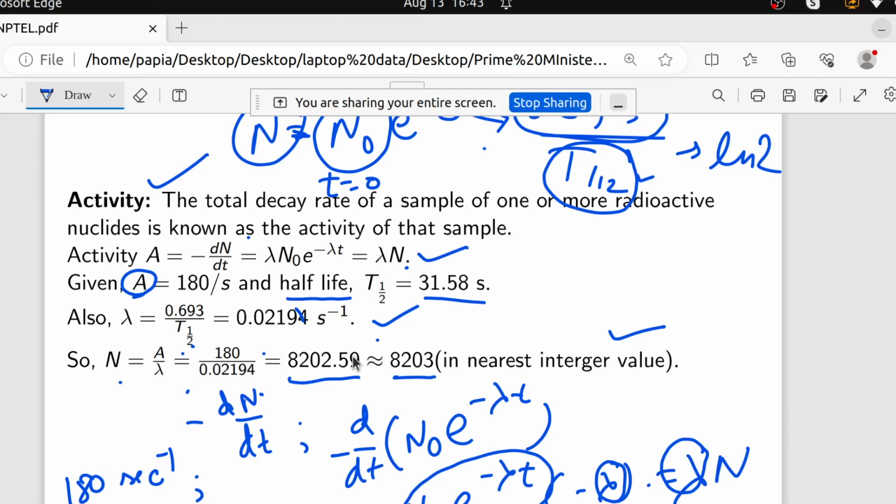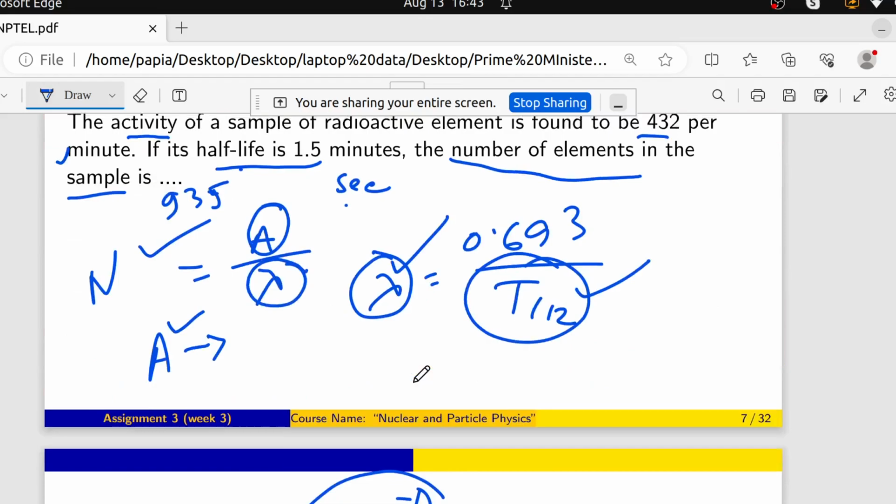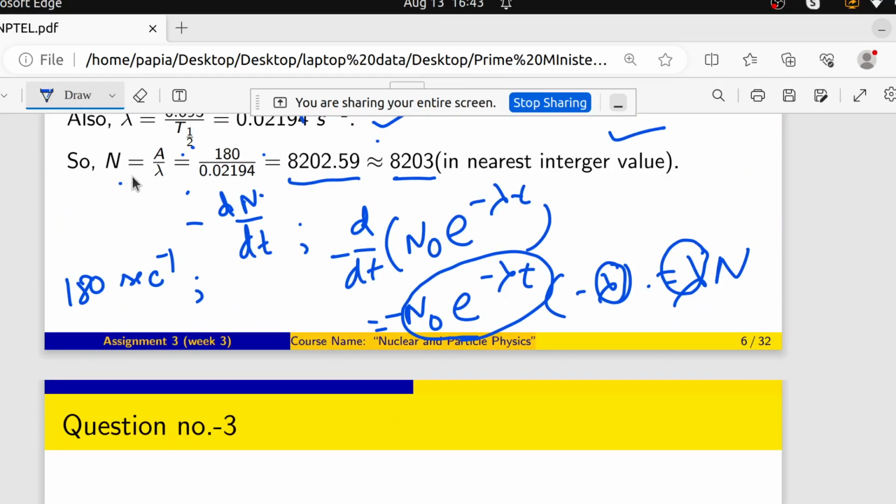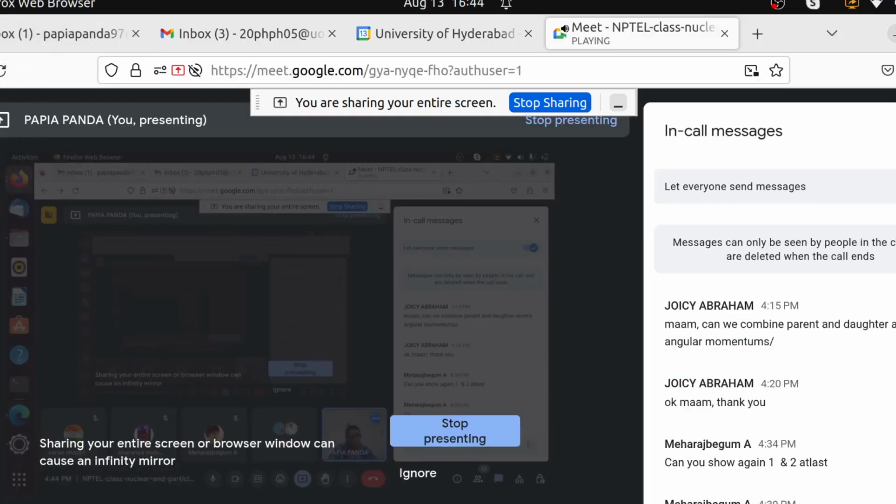So we have calculated this one, and then we can have a value of 8203. It's a number, right? So by calculation it is coming as 8202.59, but as an integer we can write it as 8203. Just putting the values of A and lambda, we have N equals A by lambda, and then we have the value of N as 8203. Got it? I think yes.